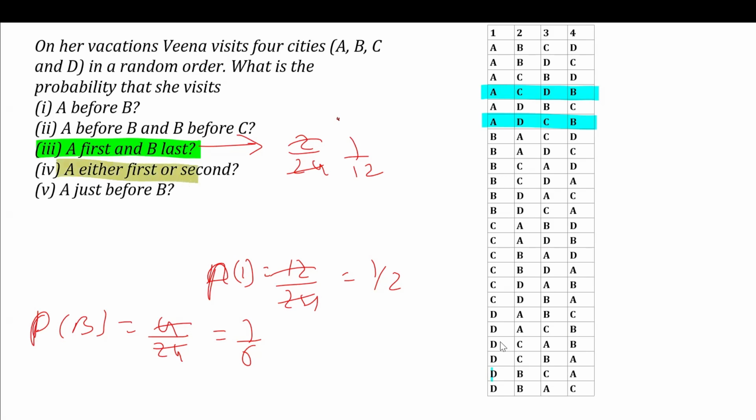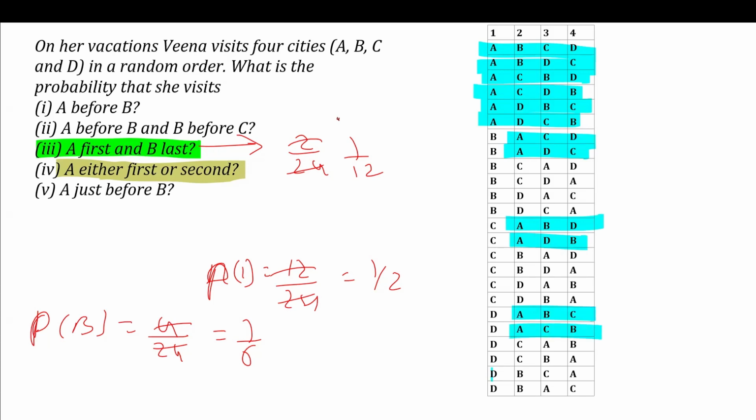Same way you can do either first or second. So first you can see that these are all cases where A is first, and these are the cases where A is second. A is second. A is second. So you can count these: 6, 7, 8, 9, 10, 11, 12. So again 12. So that is 12 over 24. I'm leaving this for you. A just before B, you can do.